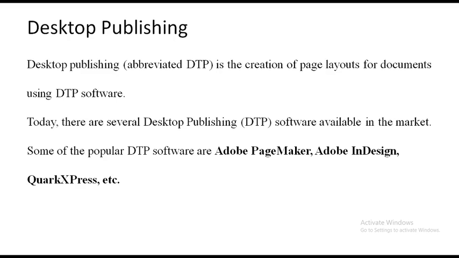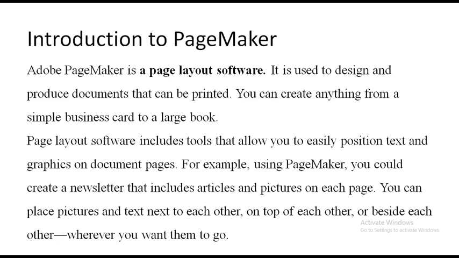So in the market today, there are several desktop publishing softwares available: Adobe PageMaker, Adobe InDesign, Quark Express. These are all examples of desktop publishing software. After that, what is PageMaker? PageMaker is a page layout software. It is used to design and produce documents that can be printed.